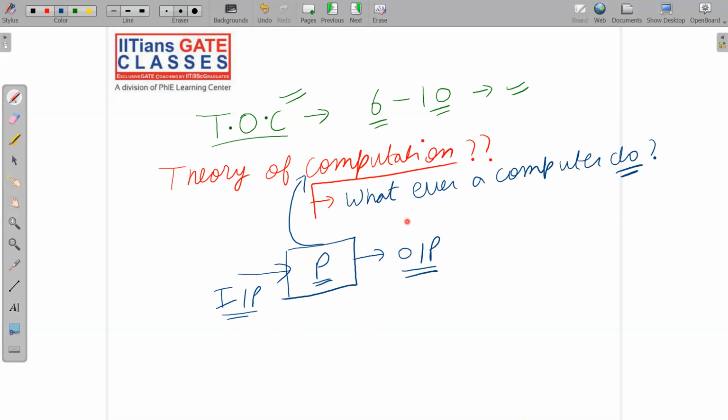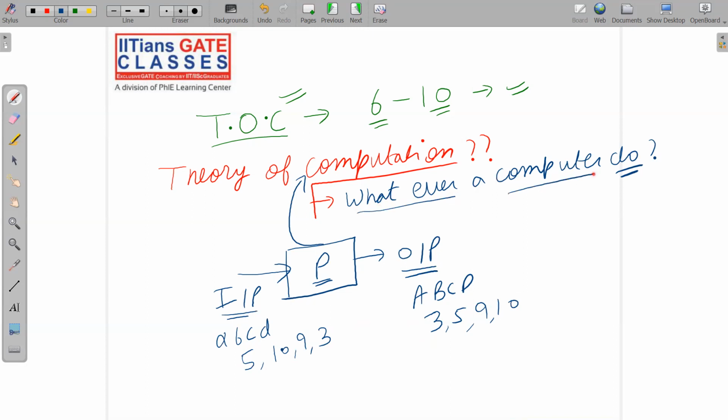We can give lots and lots of examples of computation. For example, we give input to the computer as small case letters and the output will be uppercase letters. So the simplest example of computation can be converting lowercase letters to uppercase letters. The next example can be, say we supply some numbers, say 5, 10, 9, 3, and the output is 3, 5, 9, 10. That is sorting of numbers. This is also an example of computation and so on.